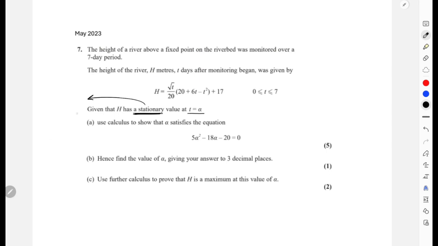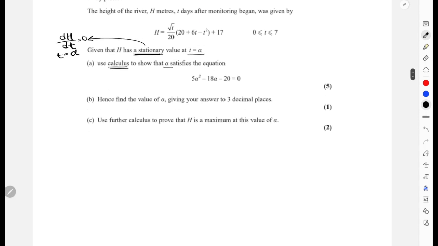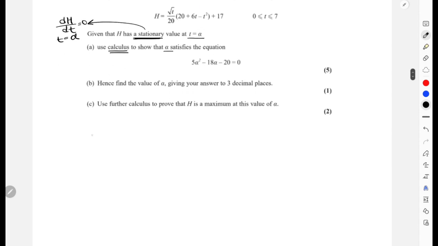The stationary value indicates that, as this equation is in terms of t, the differentiation will be dh over dt. This is equal to 0 when t is equal to a. Using this knowledge, that's why they're using calculus to show that a satisfies this equation. You have to simplify that first. You cannot work with this format.